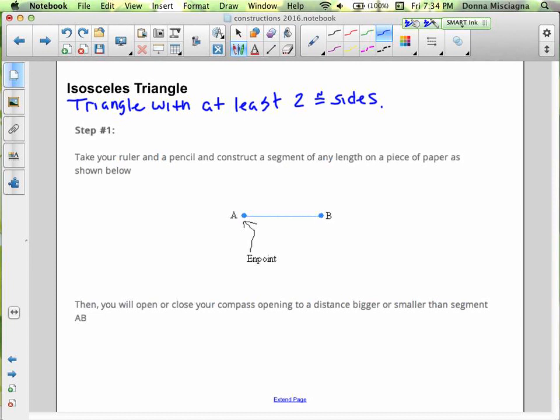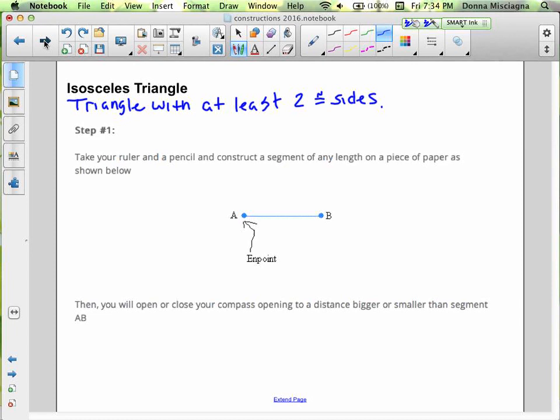So you're going to take your ruler or a straight edge and a pencil and construct a segment of any length on a piece of paper, shown below. Then you will open or close your compass opening to a distance bigger or smaller than segment AB. If we don't want an equilateral triangle, you're going to make it bigger or smaller. It doesn't matter which, so long as you don't make it so small that two sides couldn't possibly reach one another.